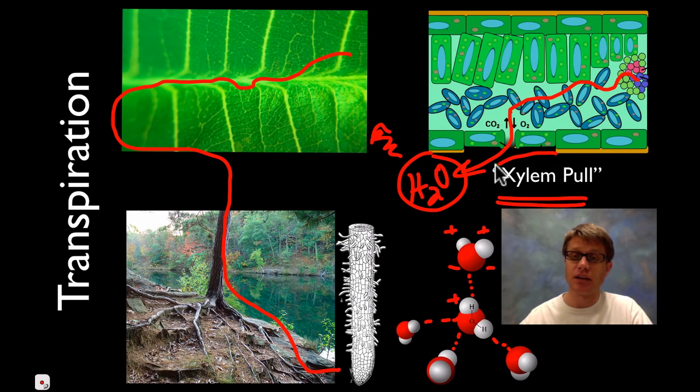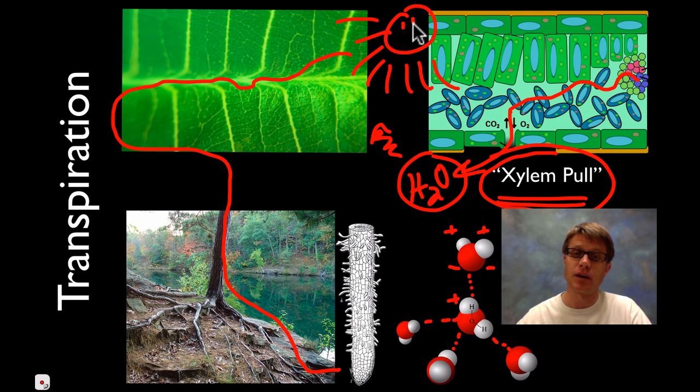And so really xylem and the water is moved through a pulling process. What's generating all of that energy to pull it up? It's going to be the sun is pulling it all the way up like that.